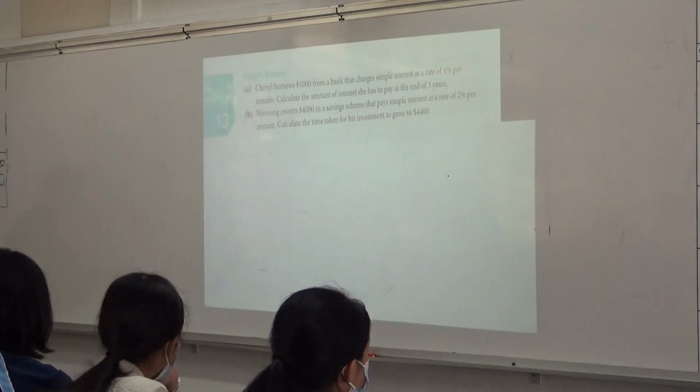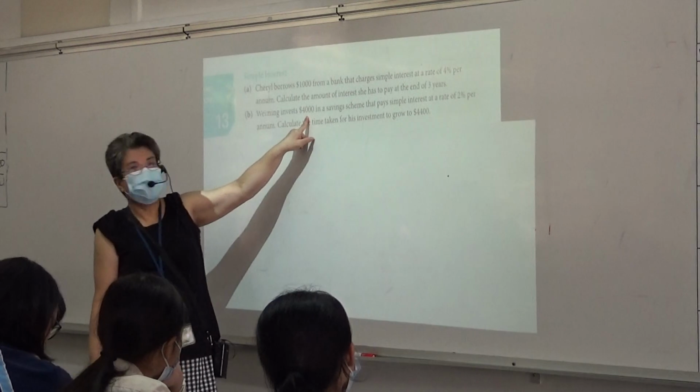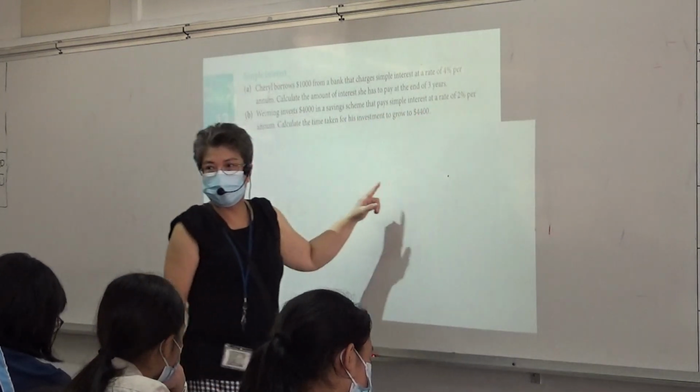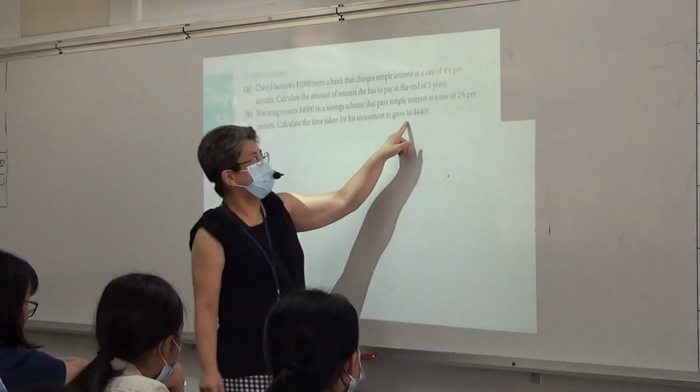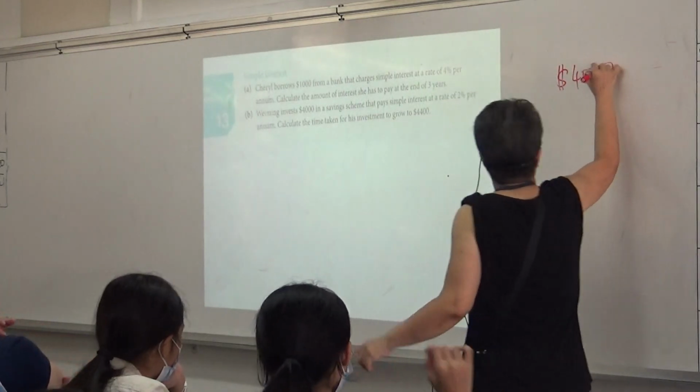Can we read part B now? Or part 2? When we invest $4,000 in a savings scheme that pays simple interest at 2% per annum. Calculate the time taken for his savings to grow to 4,400. Now, he put in how much?